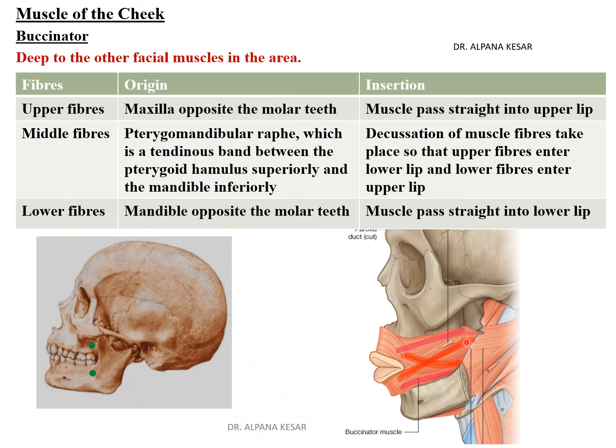The upper part of the middle fibers decussate and go into the lower lip, and the lower part of the middle fibers cross over and go into the upper lip. Hence, crossing over of the middle fibers takes place so that the uppermost part of the middle fibers goes into the lower lip and the lowermost part of the middle fibers goes into the upper lip. No decussation of fibers takes place in the uppermost fibers and the lowermost fibers, which pass straight into the upper and lower lips respectively.